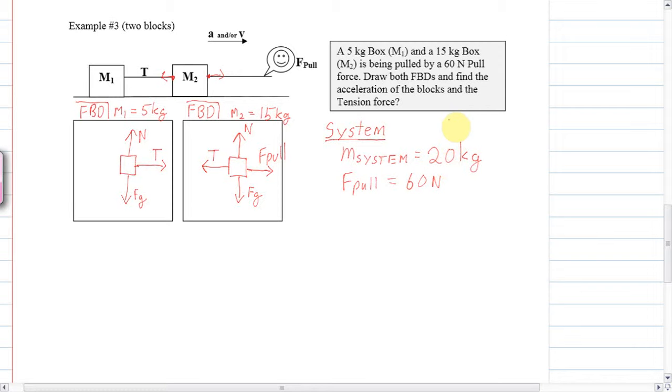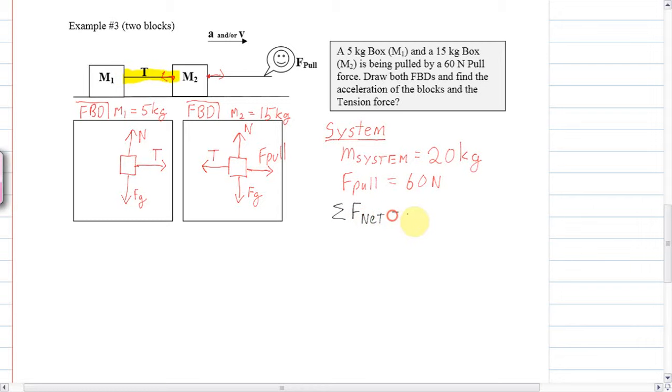And when considering the system, we don't ever look at the tension in between blocks of the system. Why? Because they both push and pull and end up canceling out. Every tension force between blocks of a system will always cancel out because one pulls one way and one pulls the other way, and they end up canceling each other out. So tensions, when we do systems, you'll never include tension forces in there. Okay, so we now write out Newton's second law.